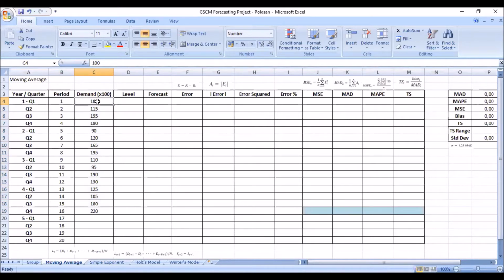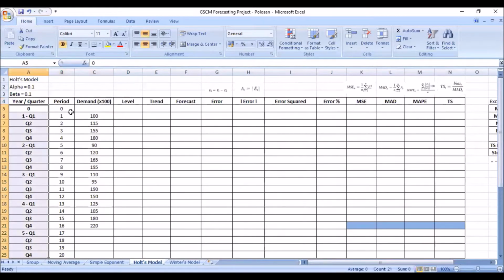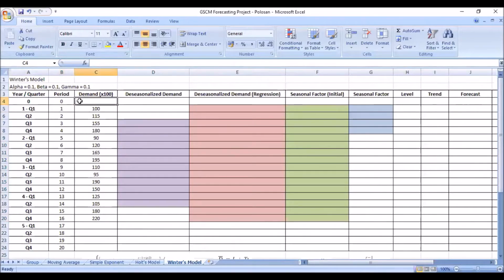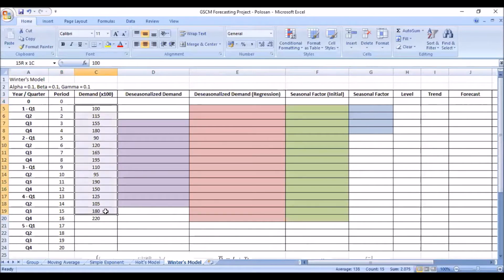And remember, always copy from the first period to the 16th period, because in simple exponential and Holt's model it can be quite tricky, whereas in this case you can accidentally copy into the 0 period. Remember, always copy it in the first period, not the 0 period. You must also do the same thing on the Holt's model and on the Winters model in order to ensure that you can calculate the forecast. And remember, always copy from the first to the 16th period only.